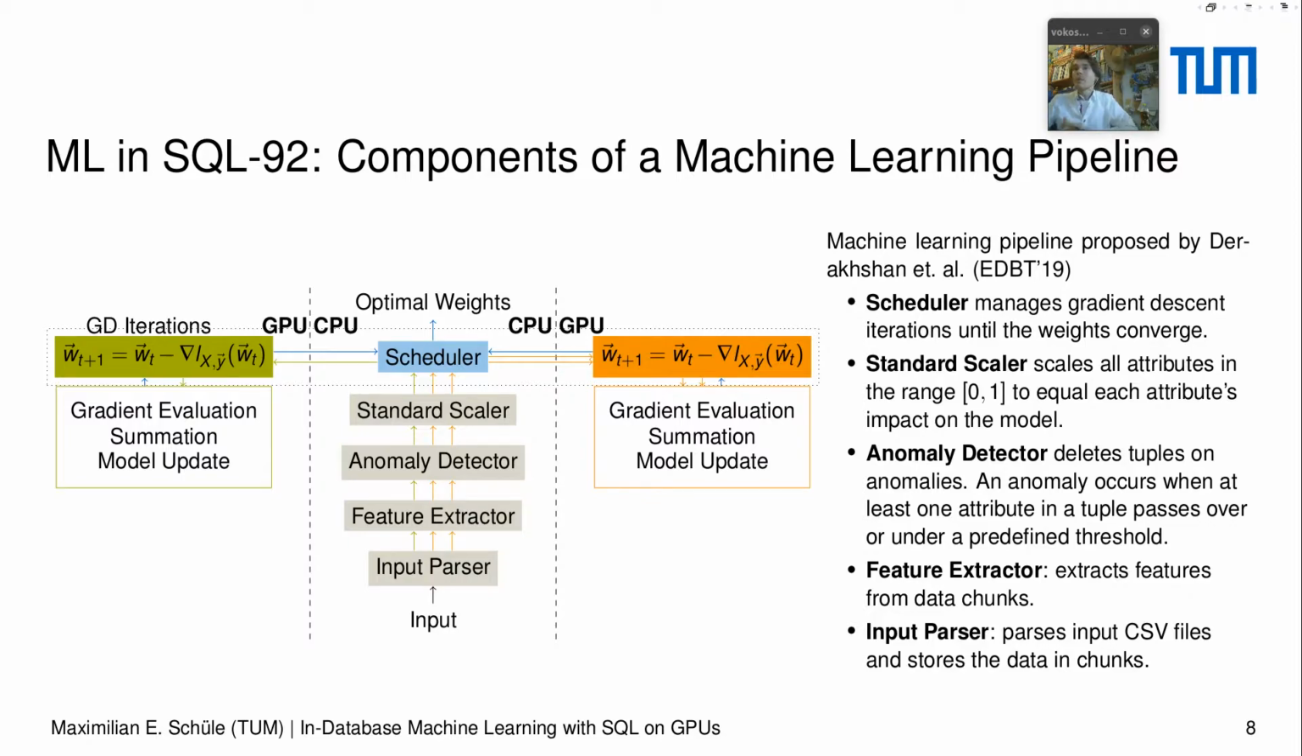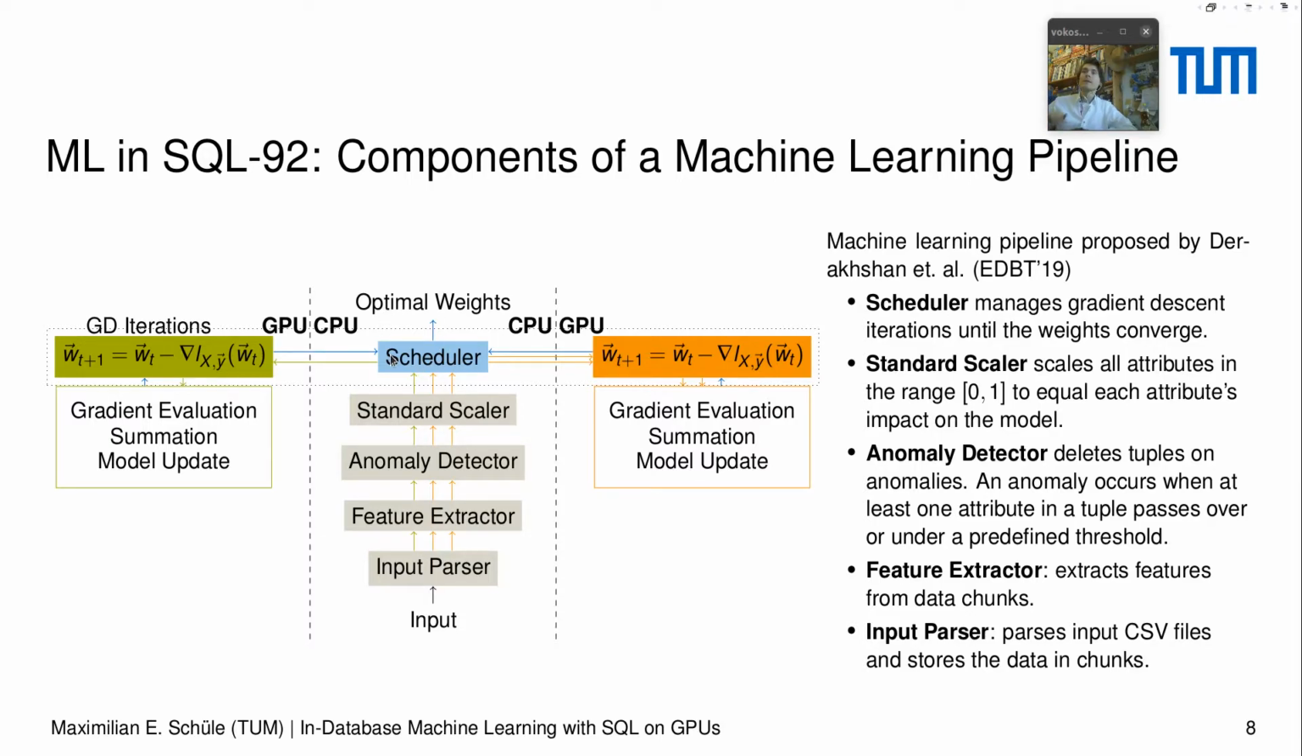Then, what are the components of a machine learning pipeline? For example, at EDBT, the following components have been proposed. First, we need an input parser to parse input as CSV files. Then we have a feature extractor to extract the features we are interested in. Then we want to filter out some anomalies. An anomaly occurs when at least one attribute in a tuple goes over or under a predefined threshold. Then we want to scale each attribute to a range between 0 and 1 to equalize each attribute's impact on the model. And afterwards, we want to manage gradient descent.